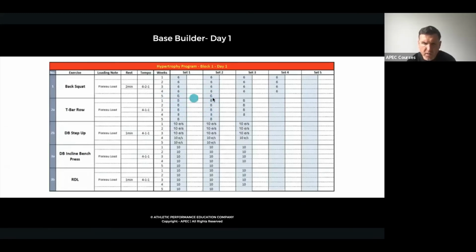On week 5 here we've taken our download. You see how the reduction in training volume is there by 50%. Okay, so that's our primary lift. Our assistance lift then is a T-bar row.